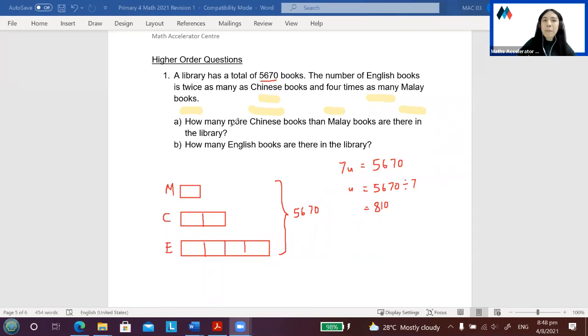So the question says, how many more Chinese books than Malay books are there in the library? Chinese books is 2 units, right? Malay books is 1 unit. So the difference is 1 unit. In that case, you already have the value of 1 unit. It is just 810, right? So your part A answer is 810 books.